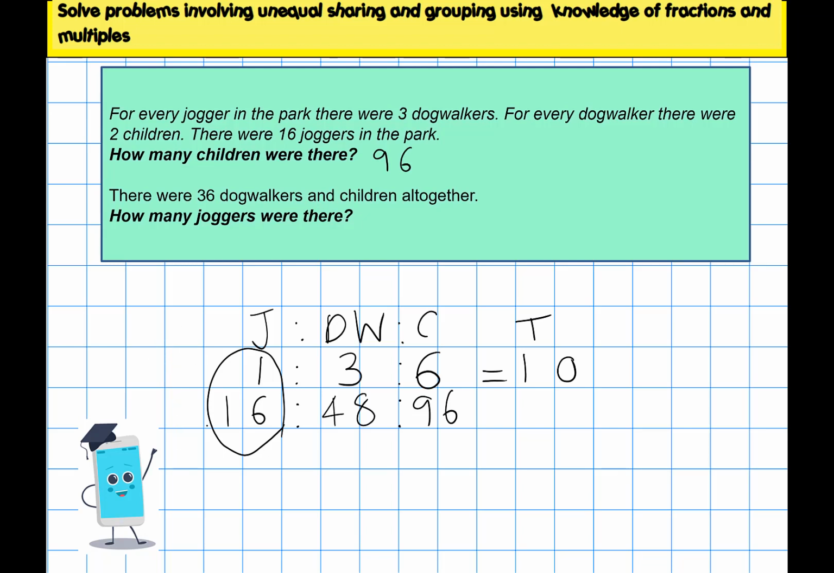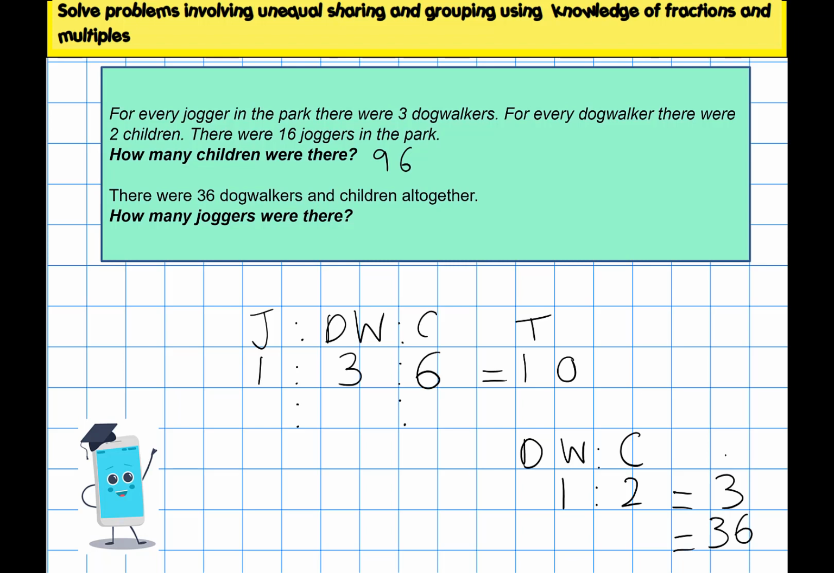Okay, now I'm going to rub out that bottom line. So I go back to my original clues. There were 36 dog walkers and children all together. How many joggers were there? Okay, well, if I just ignore the joggers for a moment and go back to my initial, for every dog walker, there were 2 children. So if I do another one here, dog walker to children, for every dog walker, there was 2 children. That adds to 3.